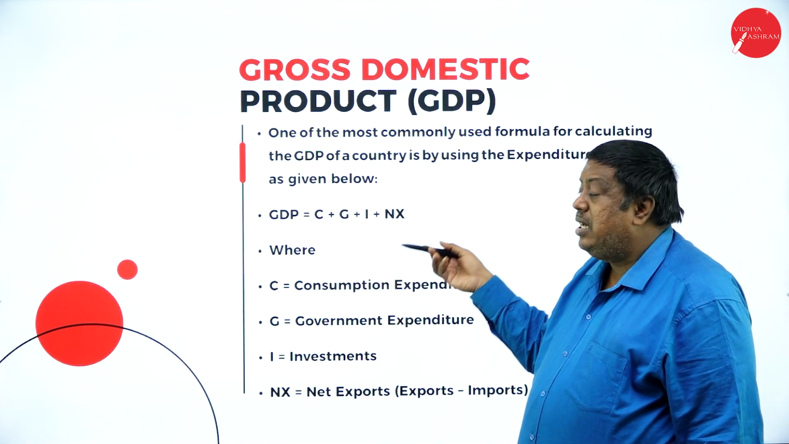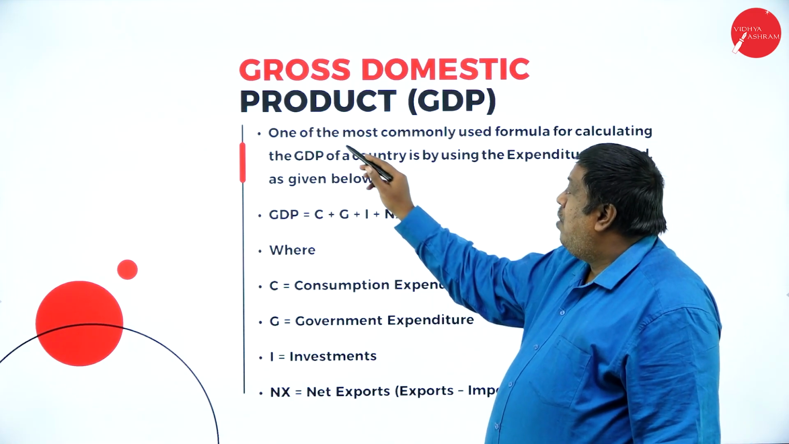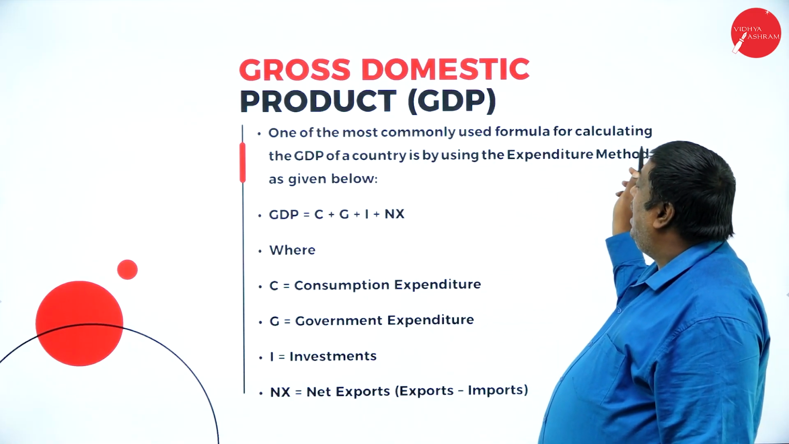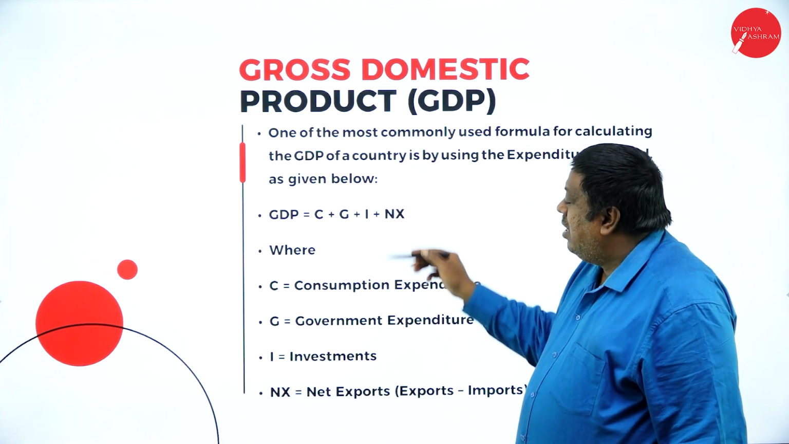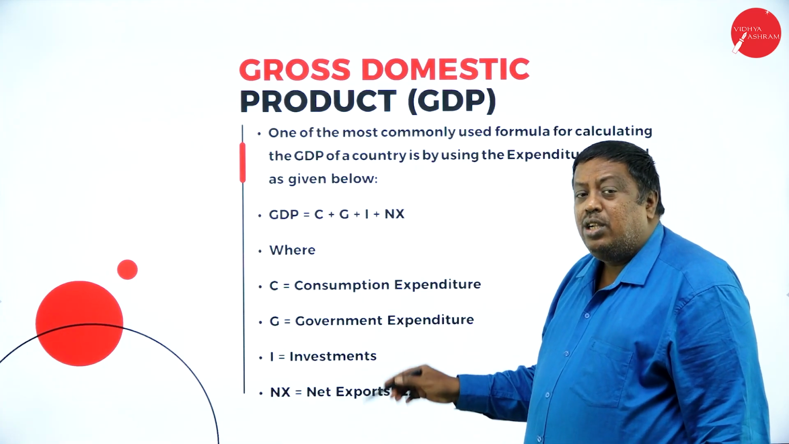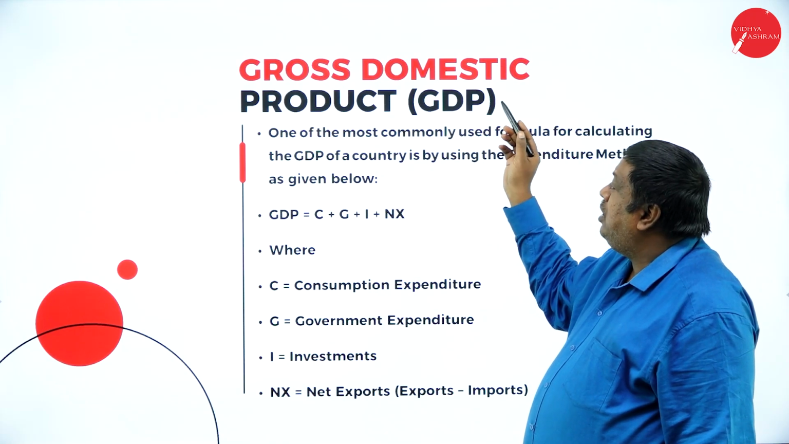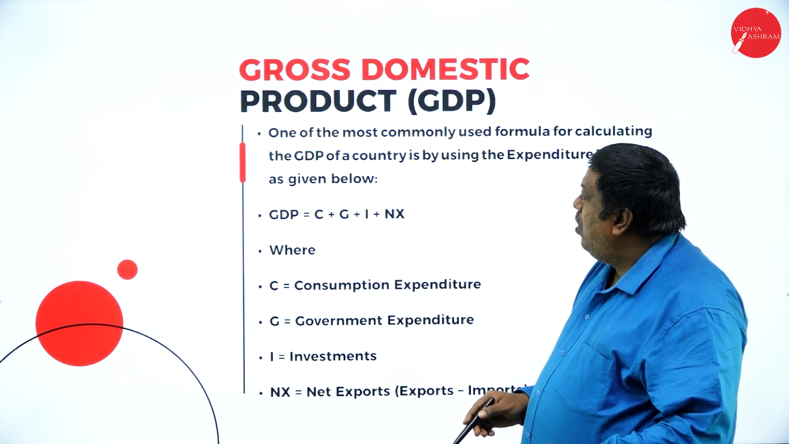One of the most commonly used formulas for calculating the GDP of a country is the expenditure method. This is the method we use to find the gross domestic product. This is the amount of benefit we have.